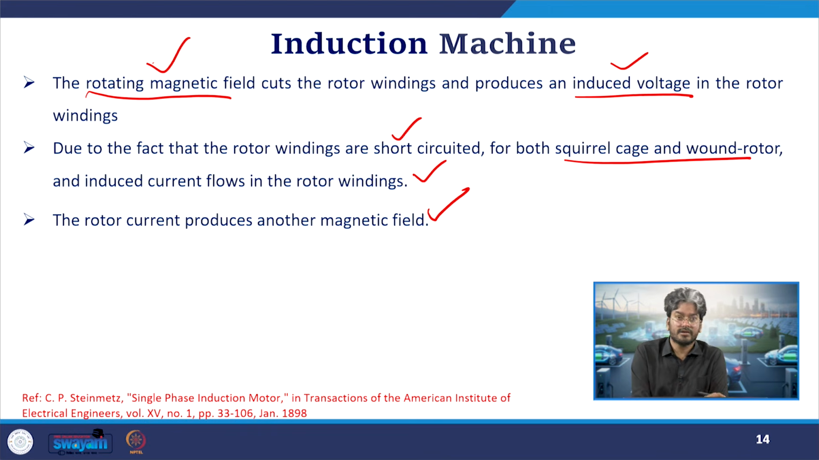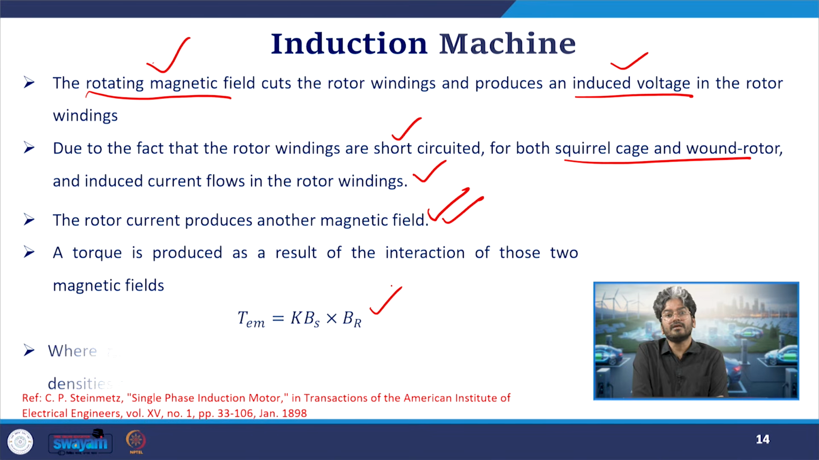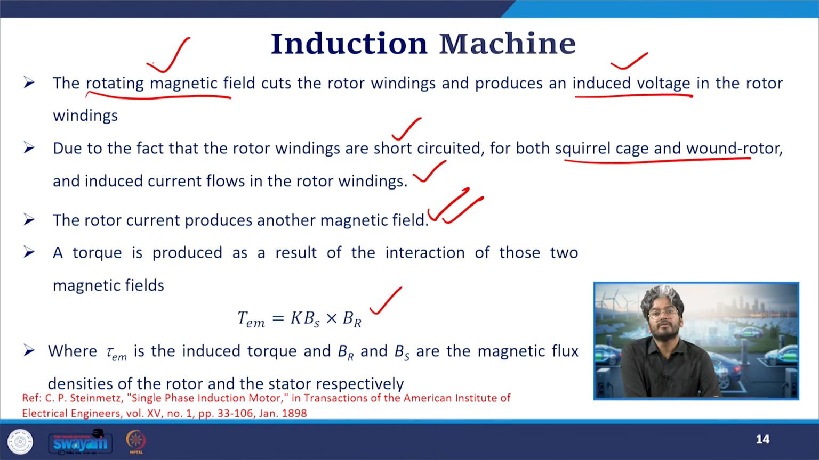So, we have a rotating magnetic field from the stator side. Now, we have got another field. Because of the interaction of these two magnetic fields, we generate a force which will be given by this equation. Because of the production of this torque, we get a torque inside the machine which will be responsible for its movement, or the rotor will start moving because of this torque which is generated.